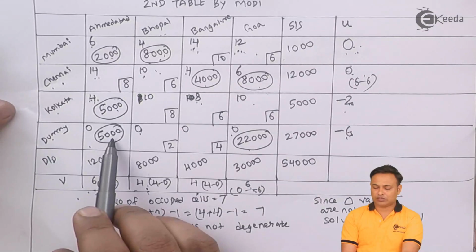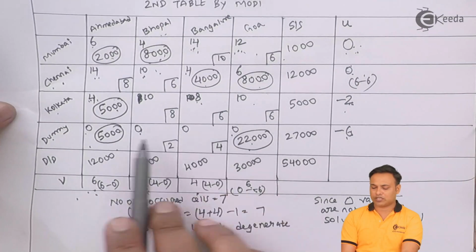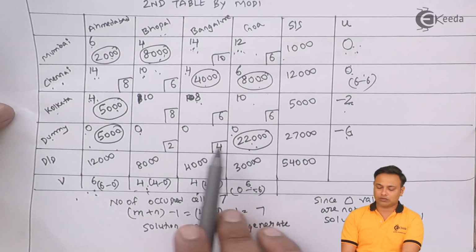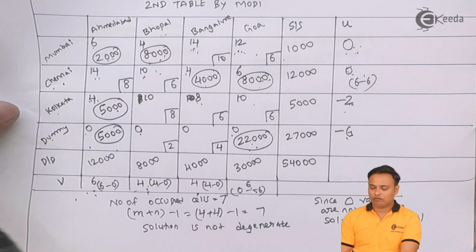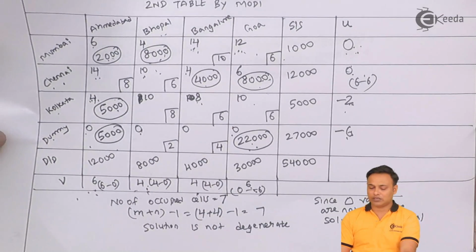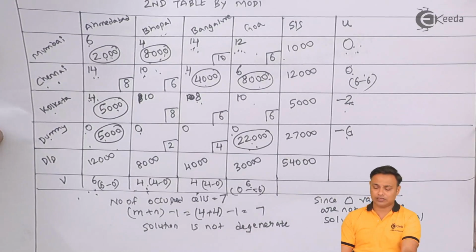and then we have 5000 into 0 and 22,000 into 0 which is the dummy. So we'll not note down the dummy in the final solution. So we have got 1, 2, 3, 4 and 5 occupied cells in the final answer. Dummy we will not note down in the final answer.